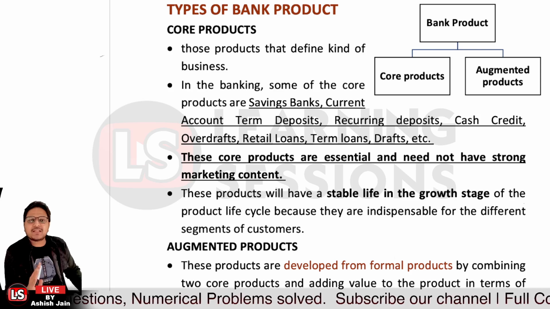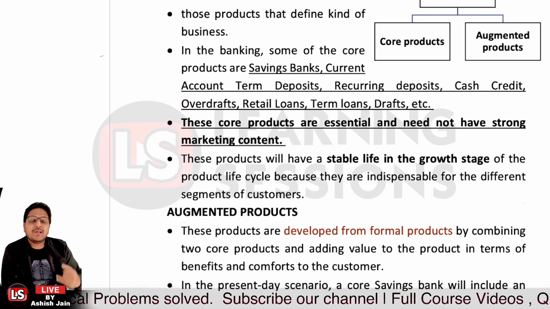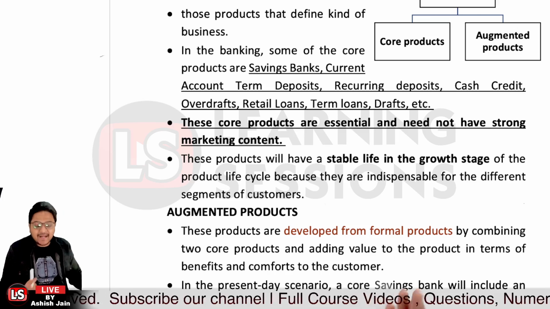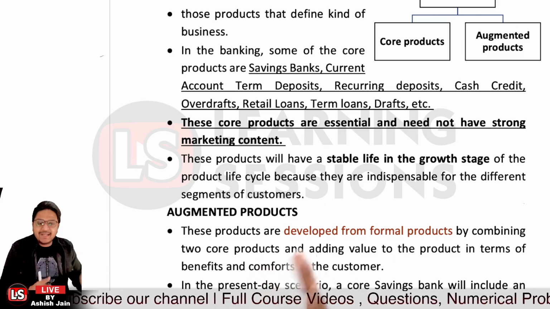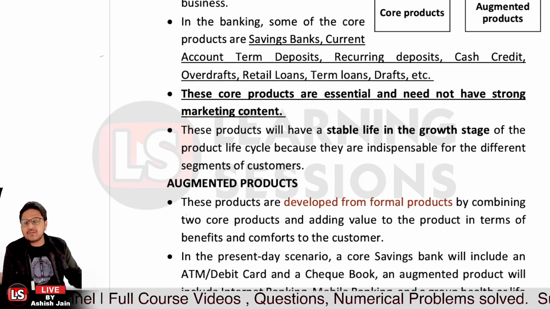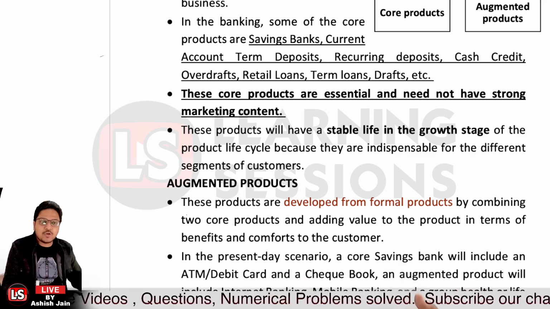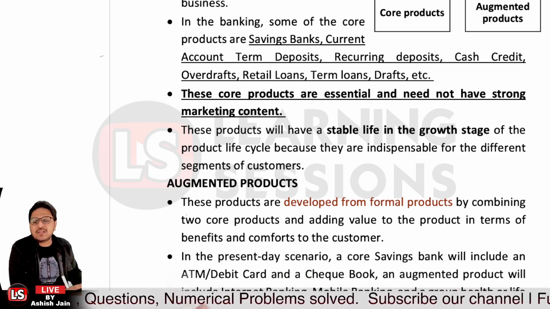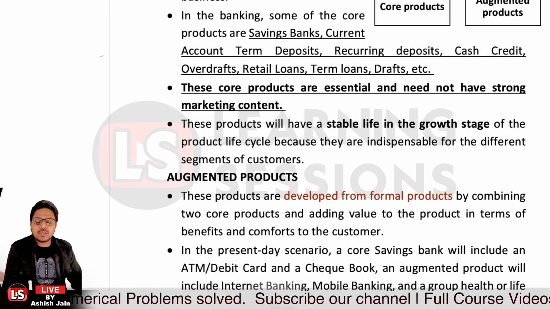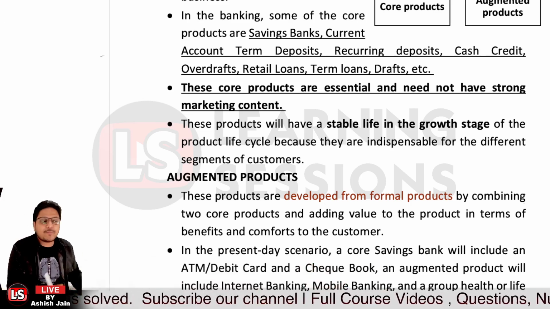The second type of products are the augmented products. These are products developed by joining or combining two or more core products and adding value to the product. Let's say you have a core savings bank account with ATM facility or checkbook facility or auto sweep facility; that is an augmented product. It's a combination of two things. It's a combination of two or more core products, right?